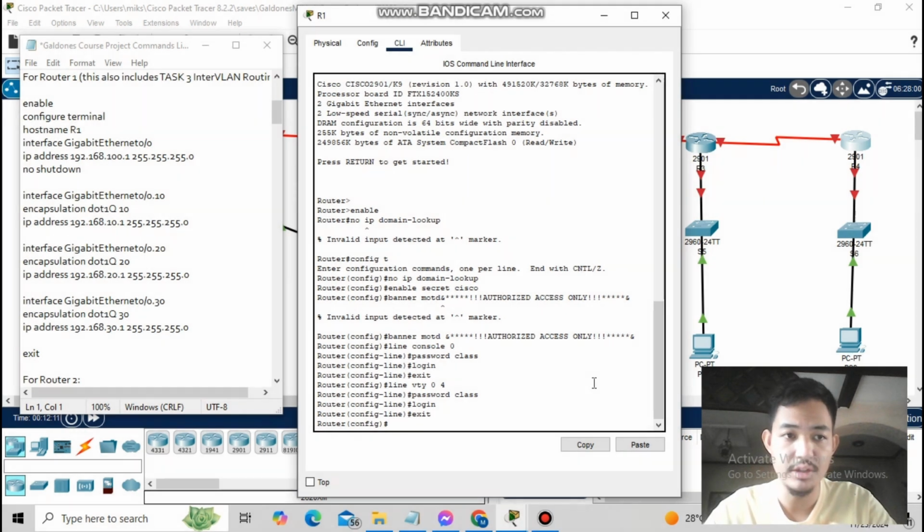Now, while I continue the configuration of my routers, I will go back to router 1 and I will eventually be able to do task 3, which is inter-VLAN routing. But let's continue.